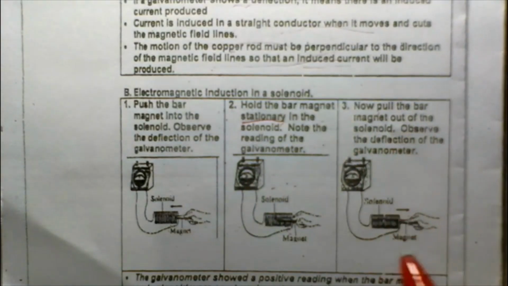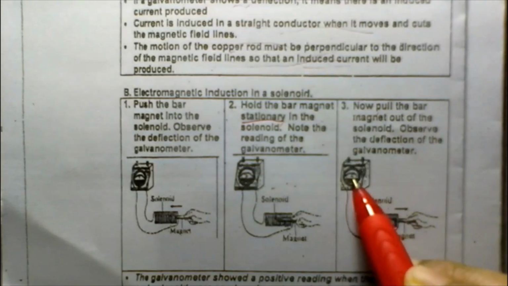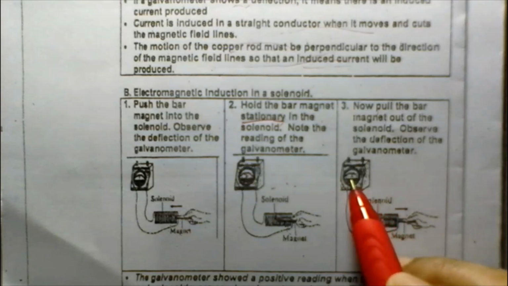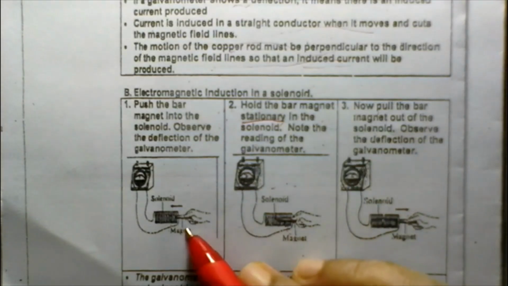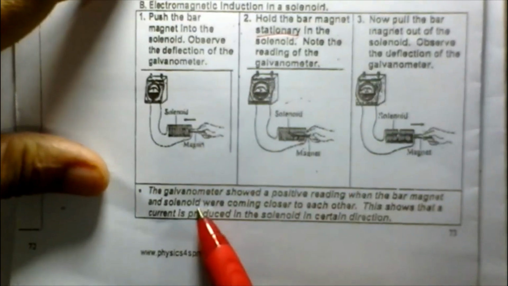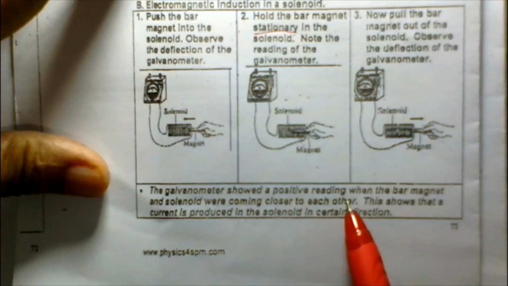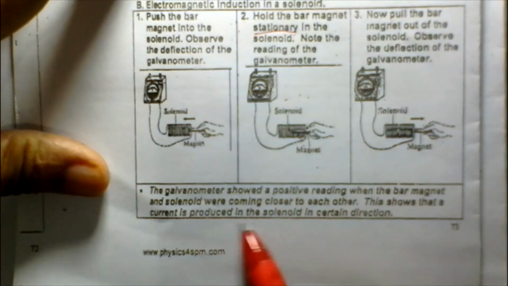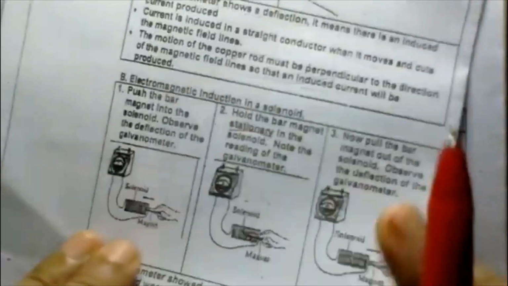Now pull the magnet out of the solenoid. There is a relative motion. So the pointer of the galvanometer will show deflection, but for this one, because you move the magnet in the opposite direction to the first one, the deflection will also be opposite. Okay, the galvanometer showed a positive reading when the bar magnet and solenoid were coming closer to each other. So this shows that current is produced in the solenoid in a certain direction. Okay, next page.